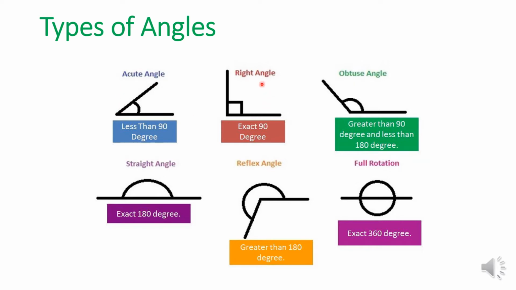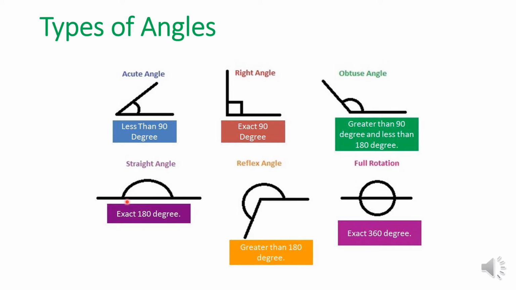Then we move on to our right angle. What is a right angle? An angle of 90 degrees is called a right angle. Next, we move on to an obtuse angle. An angle is obtuse if its magnitude is greater than 90 degrees, but less than 180 degrees.